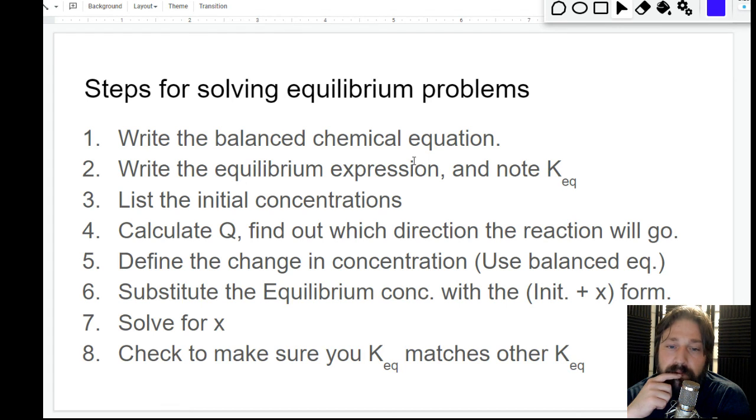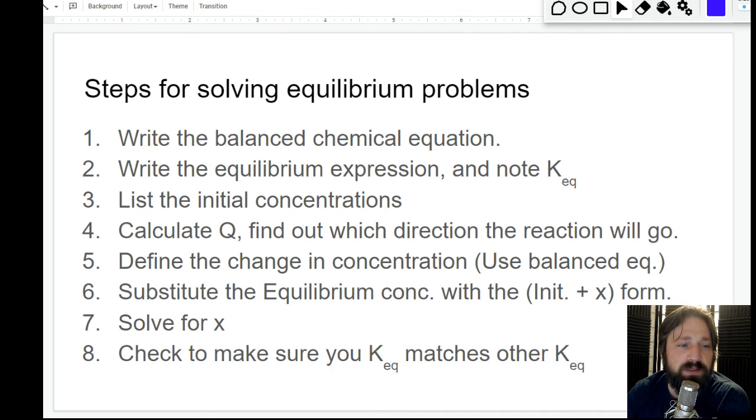And typically with quadratic equations, you do find two answers. One of them is going to make sense. One of them, if you get a negative concentration, no, that doesn't make sense. You can't have negative concentrations. One of them will make sense. Then you can do something. You can actually check yourself before you wreck yourself. You can go through and double check your K.